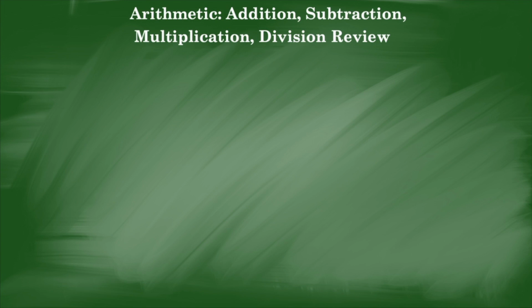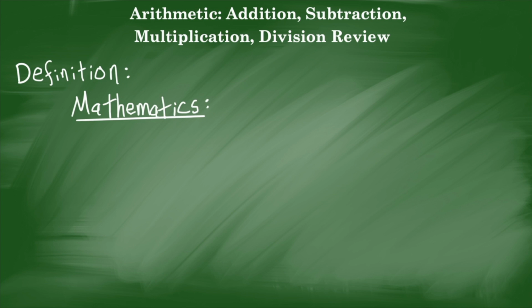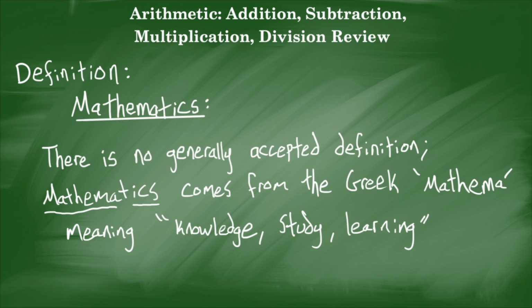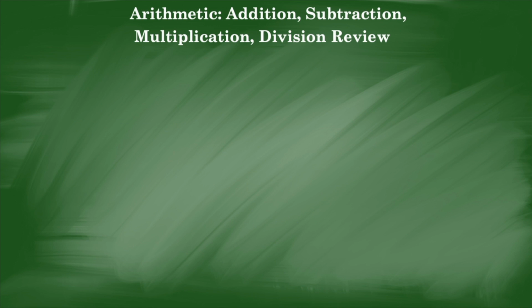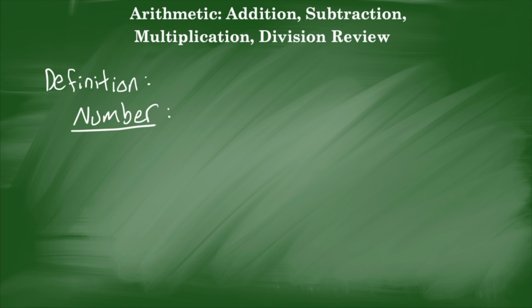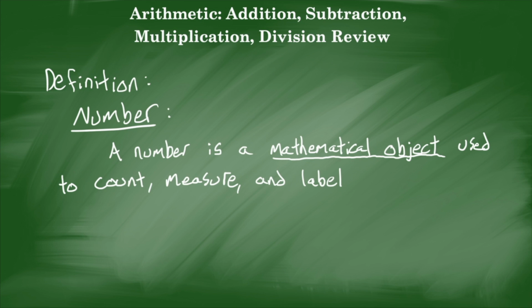Arithmetic: addition, subtraction, multiplication, division, review. Definition: mathematics. There is no generally accepted definition. Mathematics comes from the Greek mathemata, meaning knowledge, study, learning. Definition: number. A number is a mathematical object used to count, measure, and label.